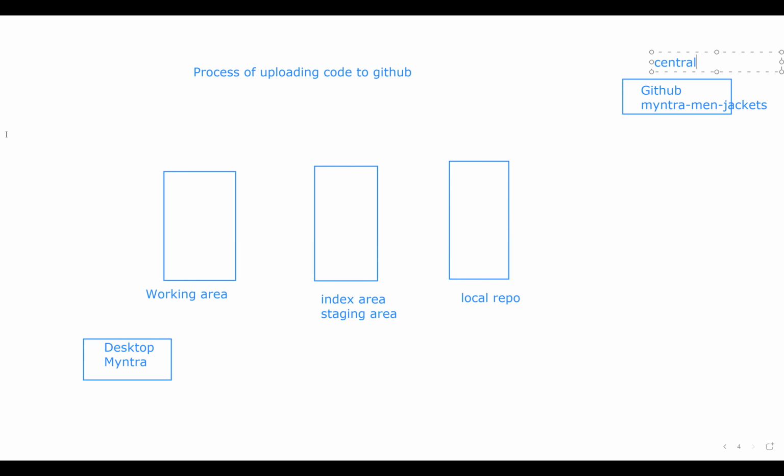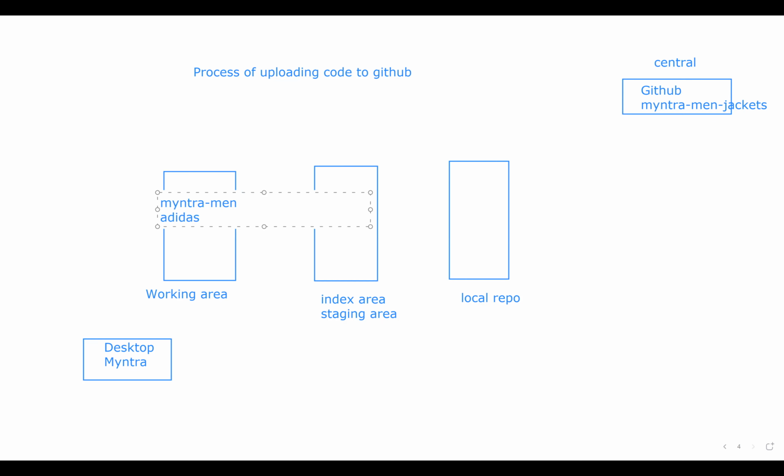We can't push this code from here to here directly. We have to go through some process, and then only we can upload this code to the centralized repository. The first one is the working area. When developers get some requirement to work on some service, they create one folder, that is Myntra, Myntra Men Jackets. This folder itself acts as the working area where your developers start working.